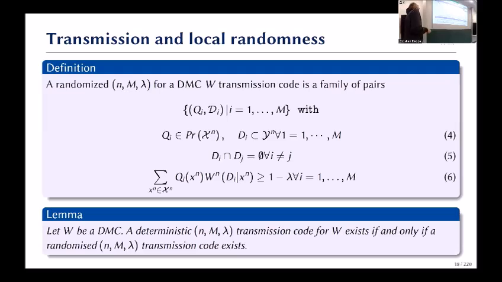Of course, all the other things are the same. The decoding set should still be the same, and we also want that the probability of success should be big, or the error probability lambda should be small. And then it was shown that a deterministic transmission code exists if and only if a randomized transmission code exists. That means in this case, we do not have any advantage by choosing a randomized code. So in terms of capacity, there's no advantage in this case.